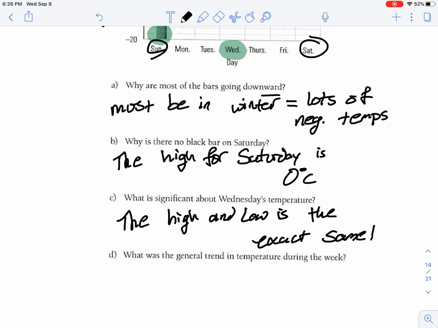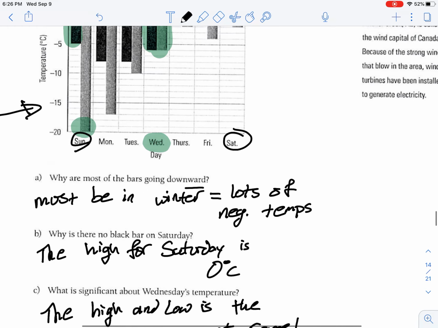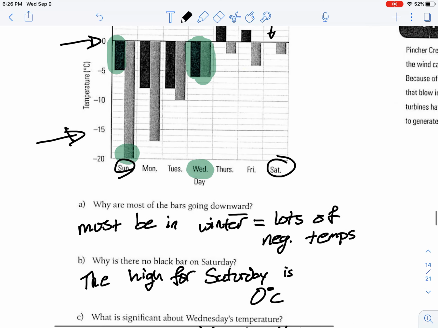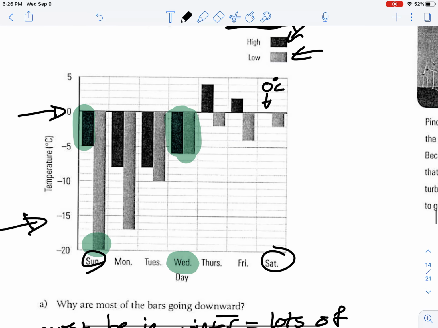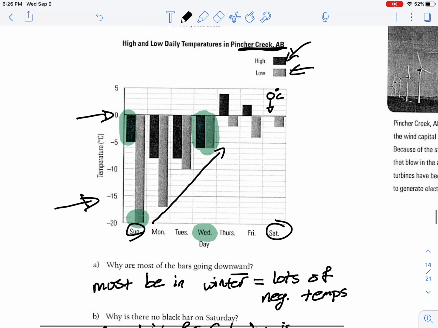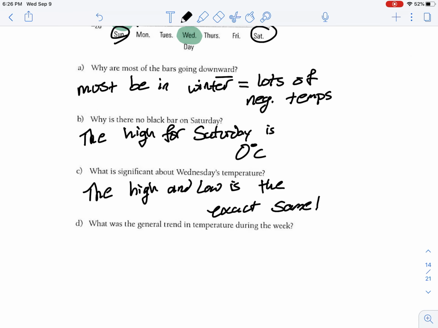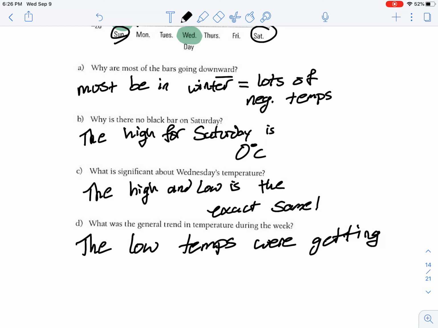What was the general trend in temperature during the week? Well, it looks like our lows got warmer and warmer and warmer. So from what I can see, the general trend is that it was getting warmer during the week. The low temperatures were getting warmer.